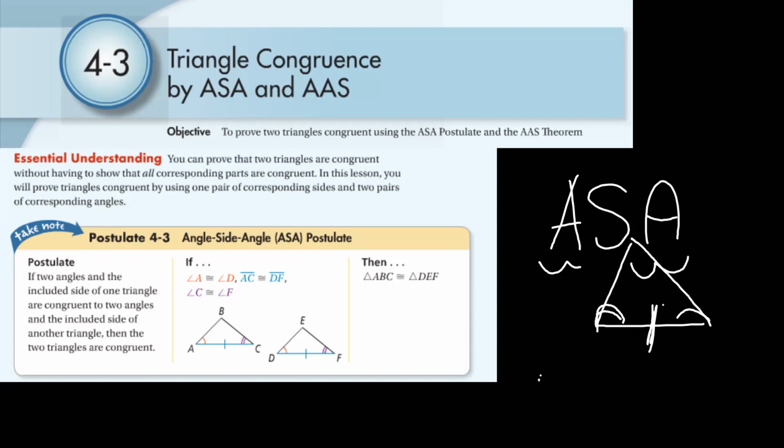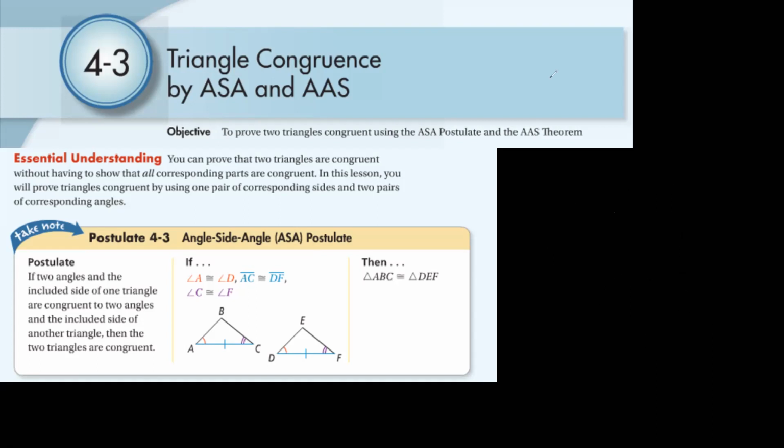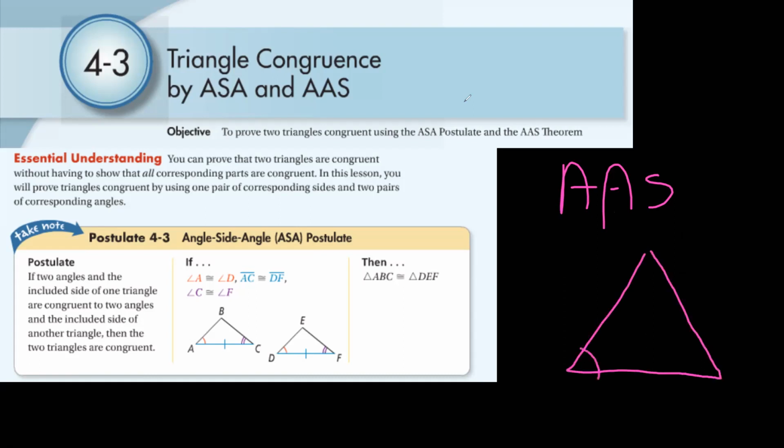But for the AAS, here I deal with it like this: angle, angle, side. That's why its name is angle, angle, side. Here today, I want to deal with a new theorem whose name is AAS, and the side here is not included, not like the previous one, ASA.